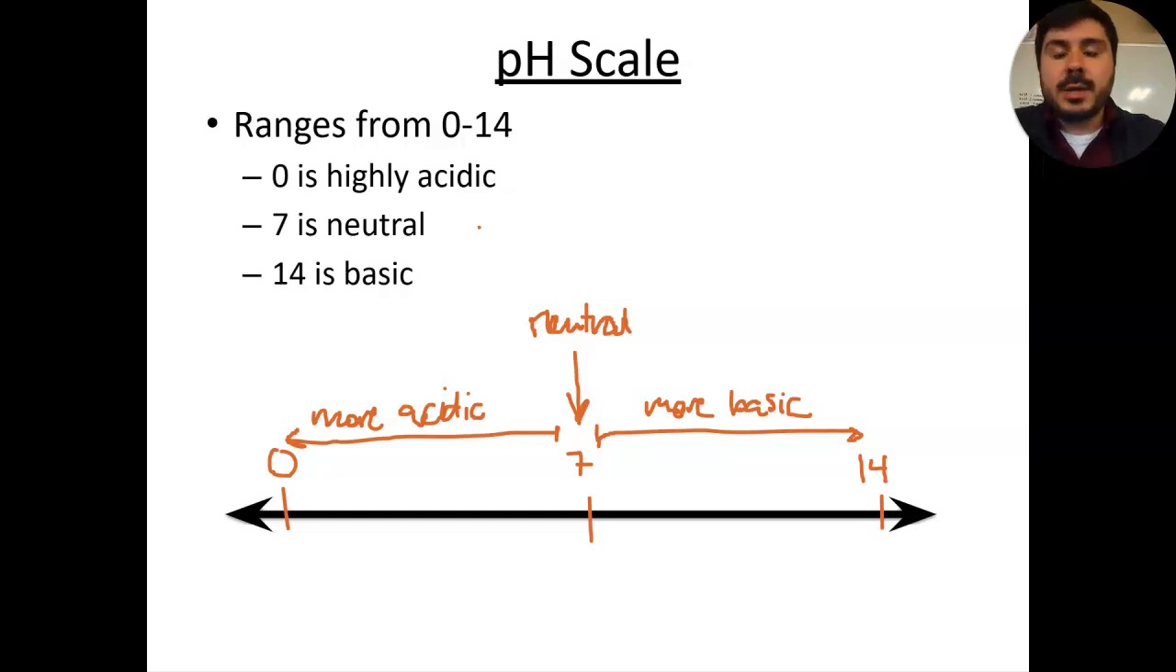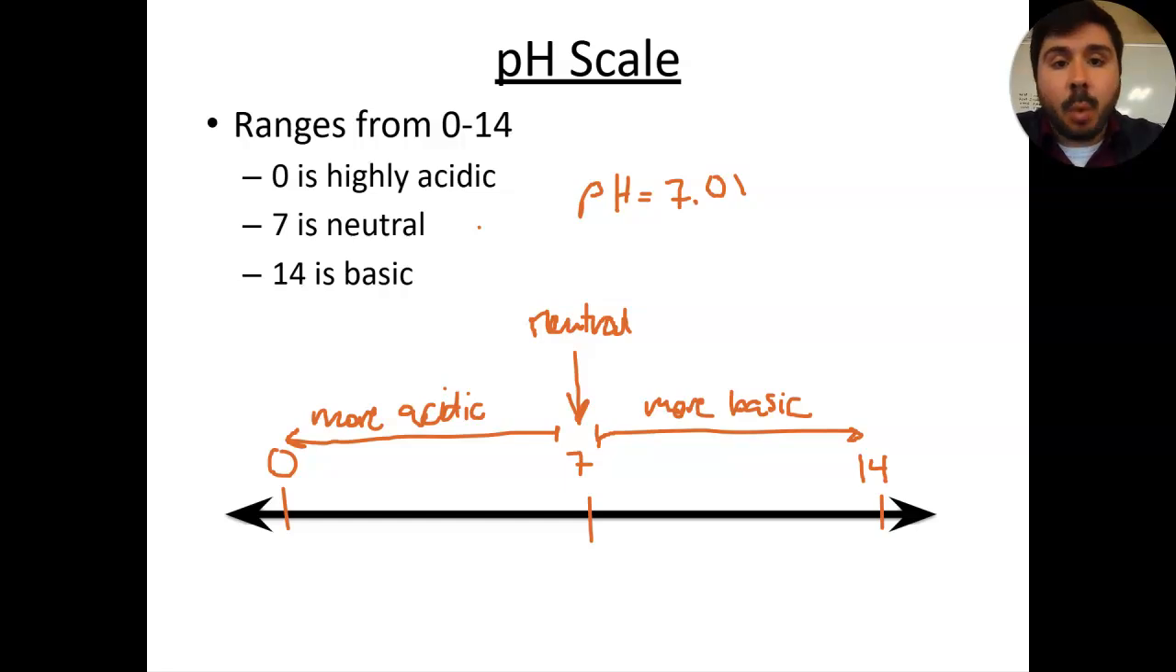Neutral, okay? 7 exactly is neutral, right? And one thing to be absolutely sure of is that even if you've got a number like 7.01, a pH that's equal to 7.01, if it's not exactly 7, it's not neutral, plain and simple, right?